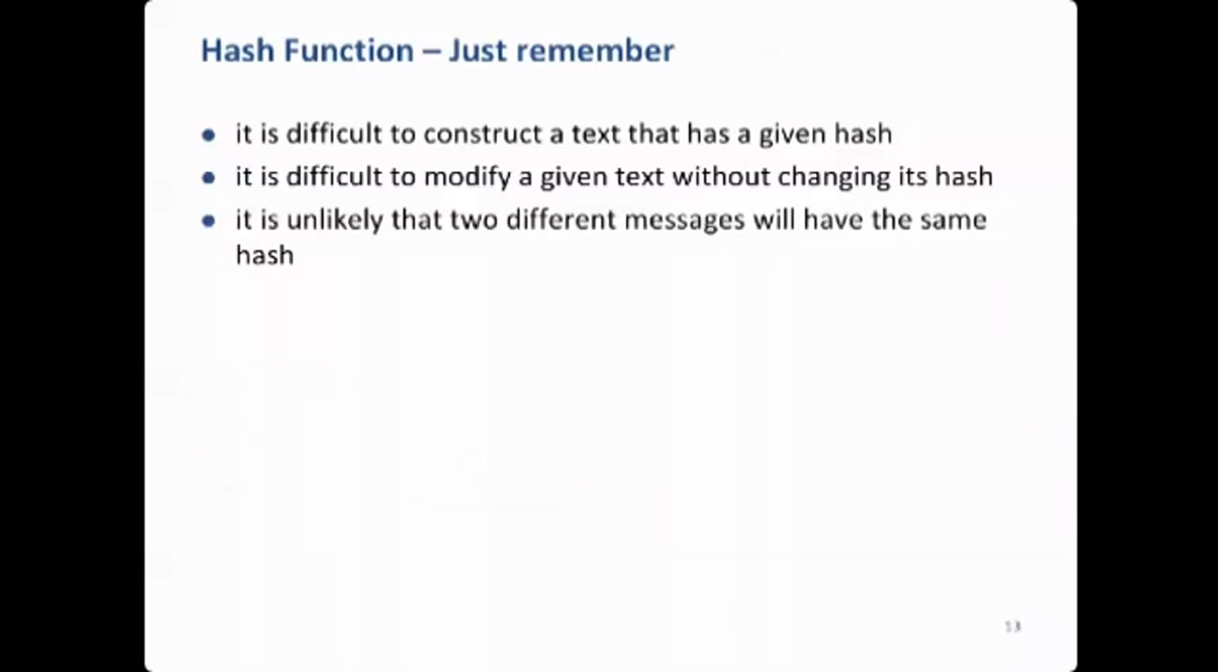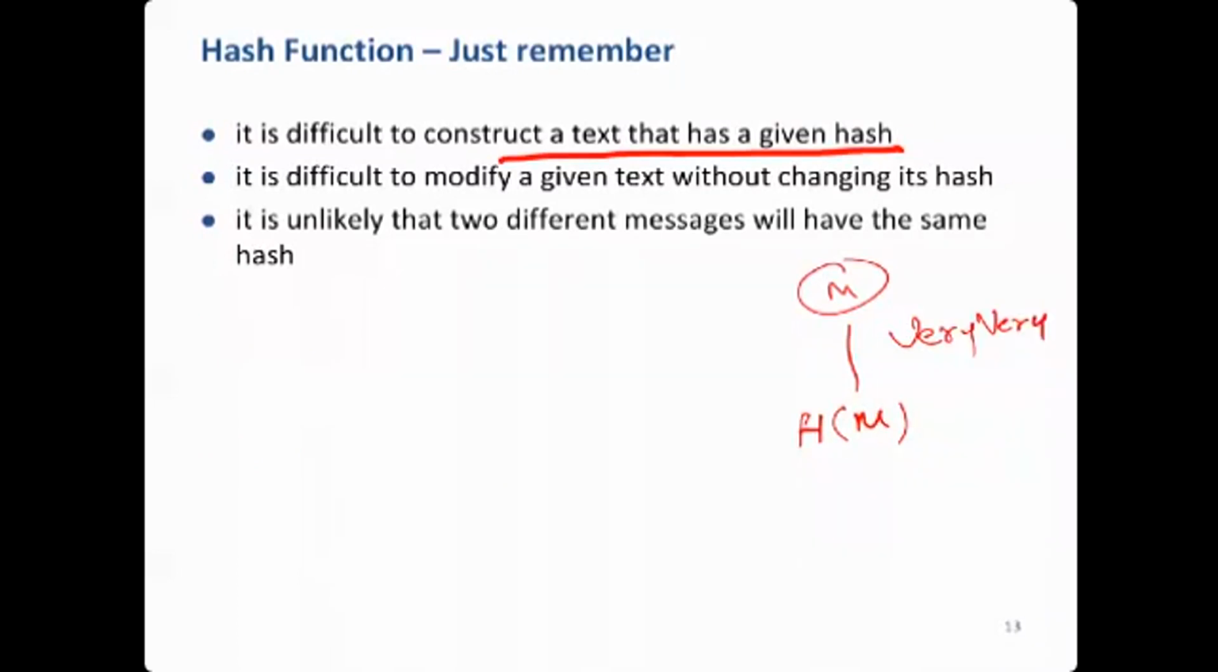So just remember, it is difficult to construct a text given a hash. So the reverse function is not easy. It means given h of m, finding m is very difficult, very hard. So in polynomial time you cannot do this.